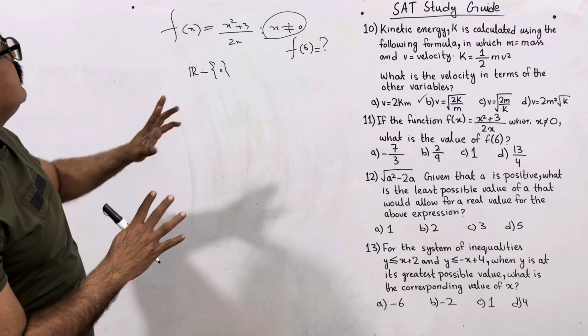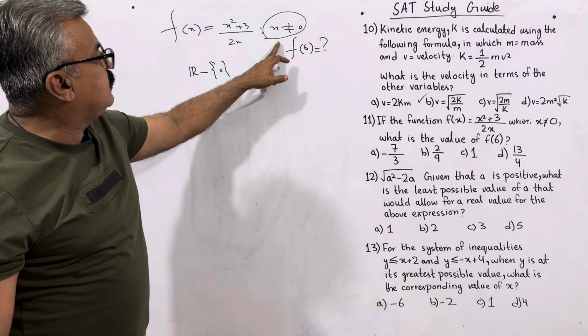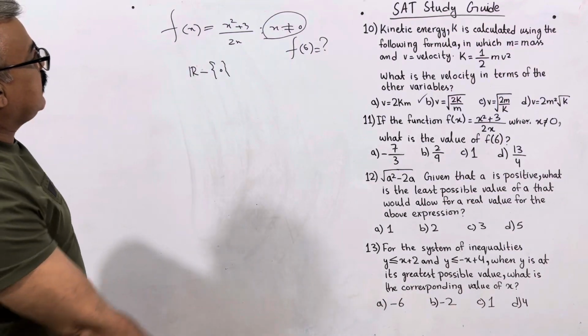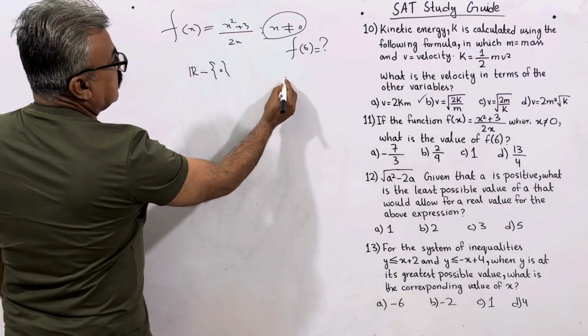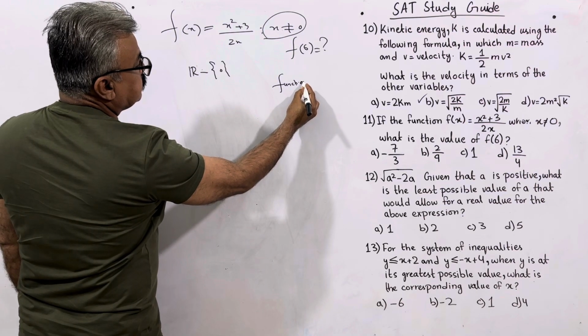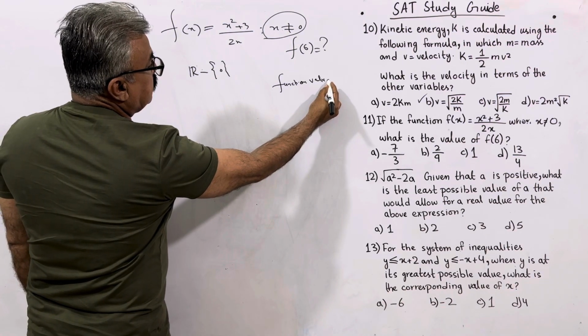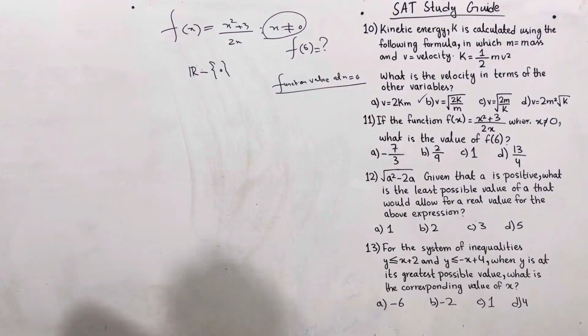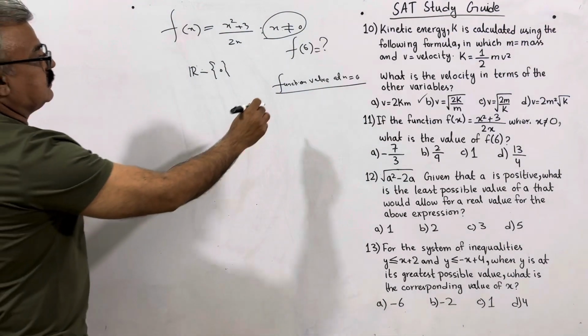That is not the case here. However, x does not equal 0 has been mentioned here, so I am compelled to explain this. Okay, f of 6 means we are asked to find the function value at x is equal to 6.